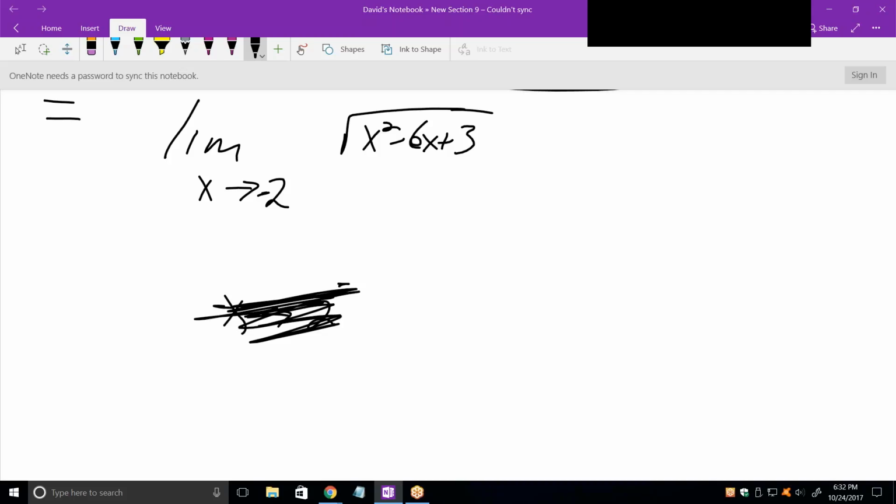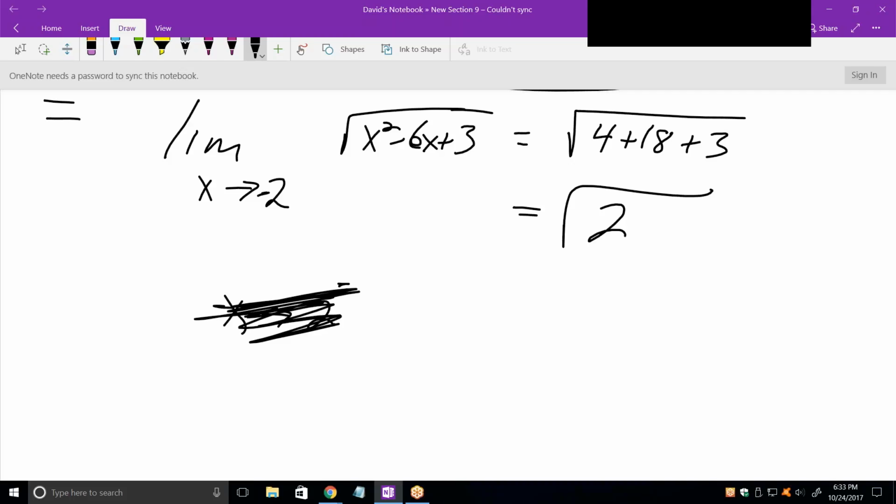So what do we have? The first thing you always do on limit problems is just direct substitution. Okay, so that becomes 4 plus 18 plus 3. Unless I've done my math wrong, that goes to 5. Wow.